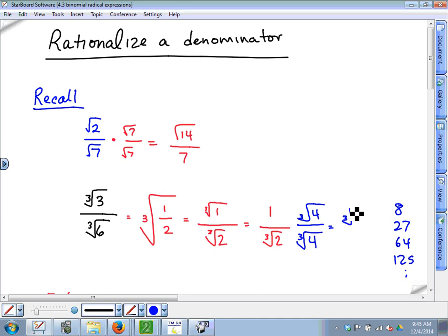So we get the cube root of 4 divided by the cube root of 8, but the cube root of 8 is simply 2. The cube root of 8 is 2. So you get the cube root of 4 all over 2. Come on, guys. That was supposed to be a review problem.